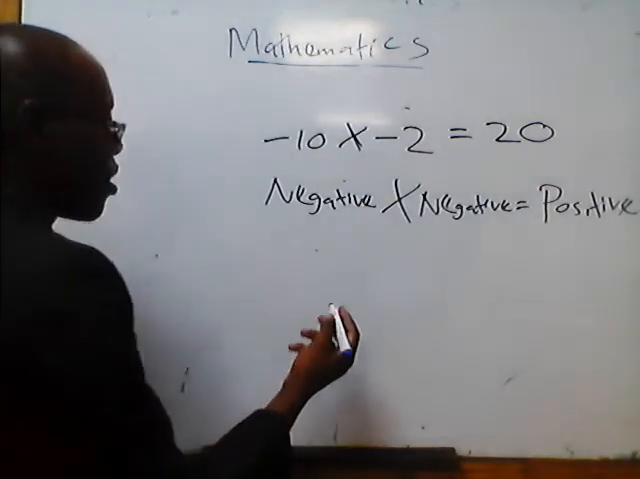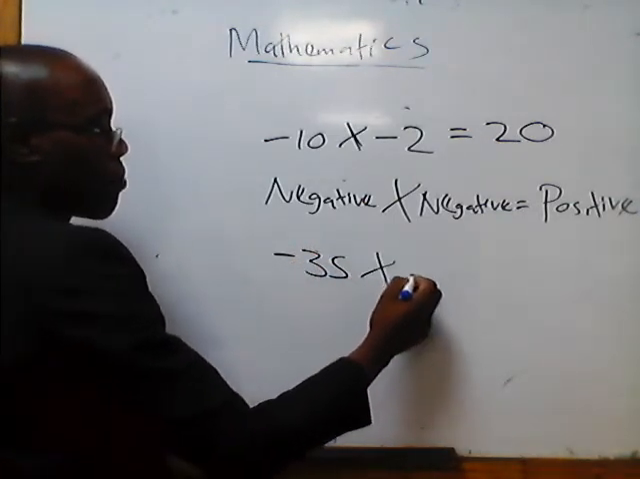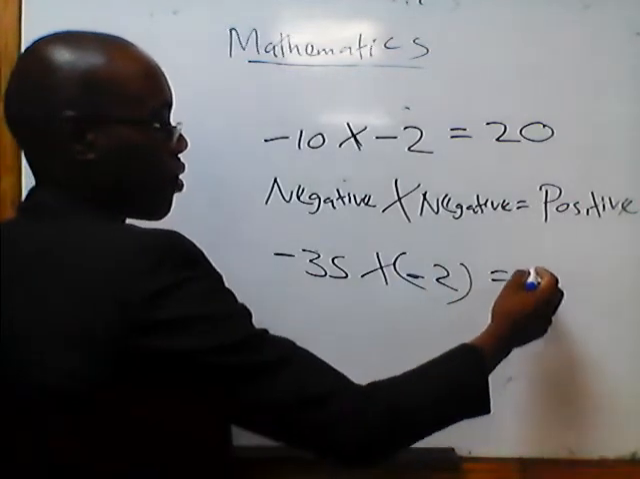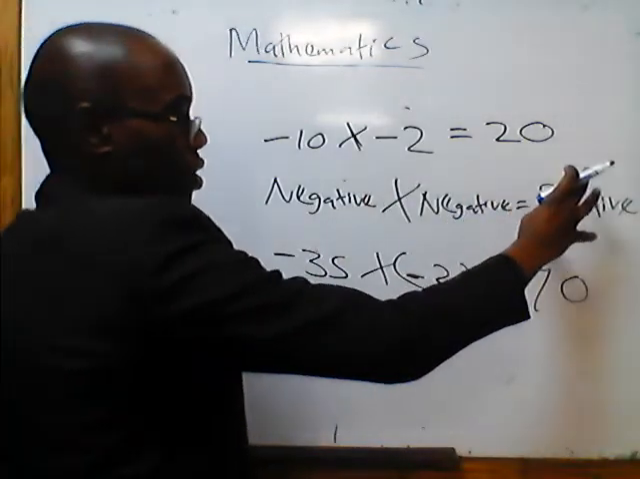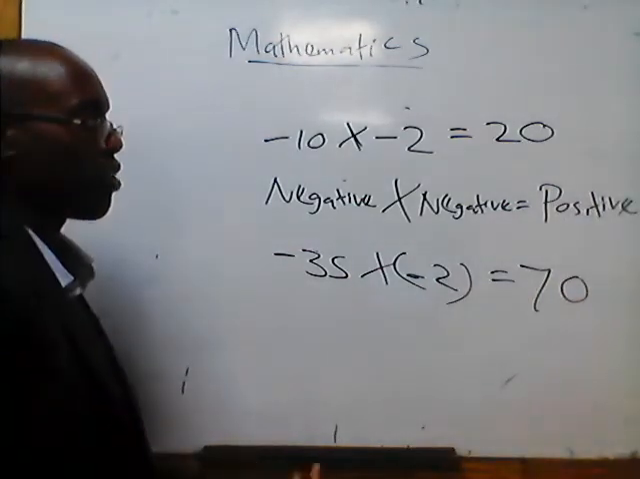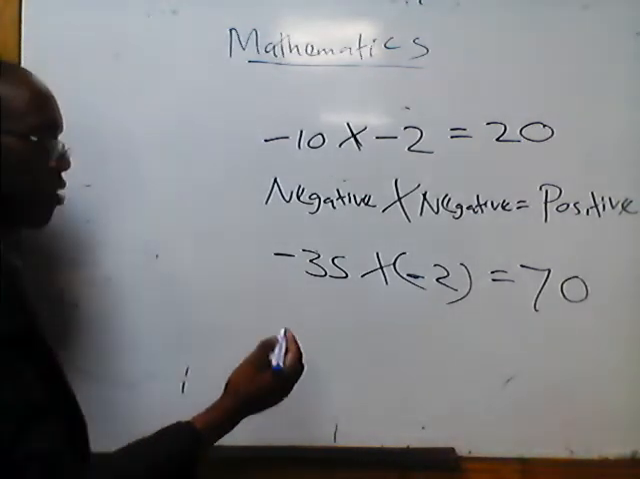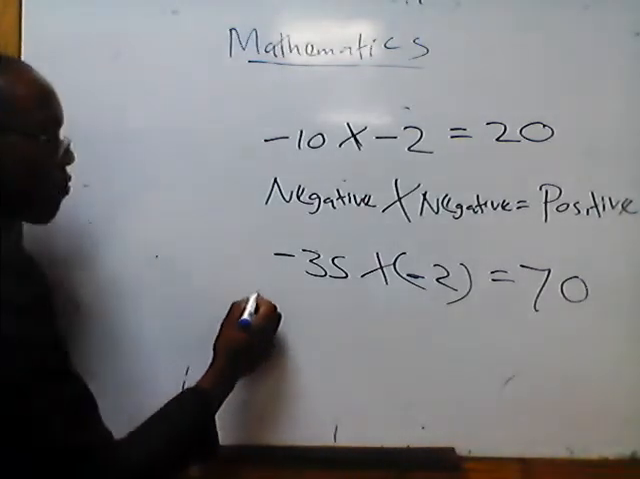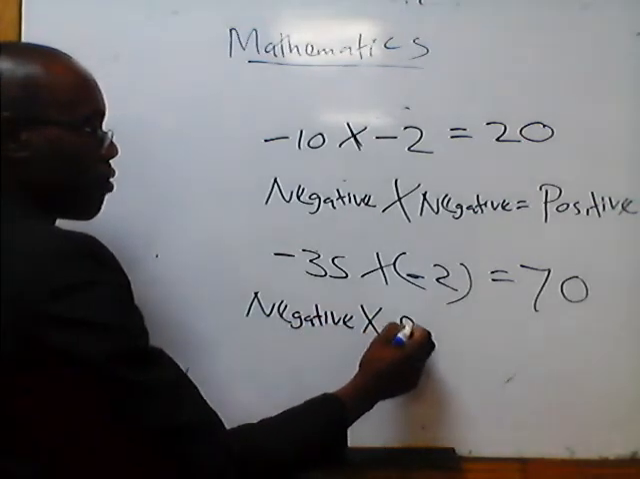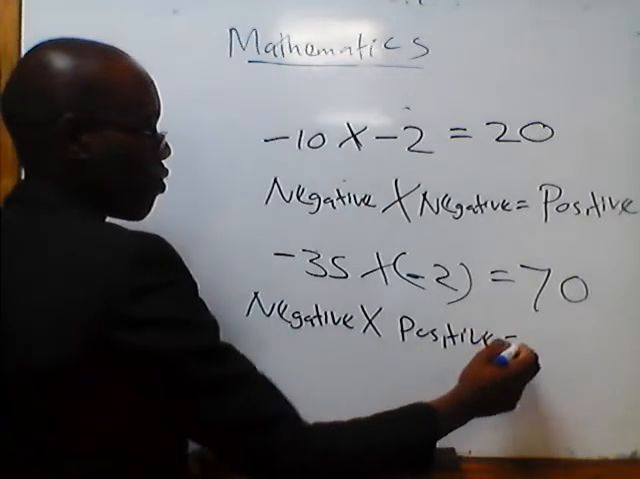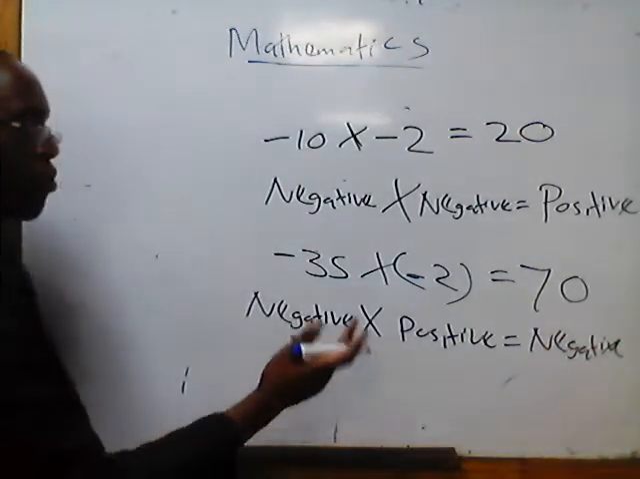For example, if you are given -35 multiplied by -2, at the end of the day, you are going to get +70. Always, a negative times a negative should give you a positive. And then we can have another rule whereby we have a negative multiplied by a positive, which should always give you a negative.